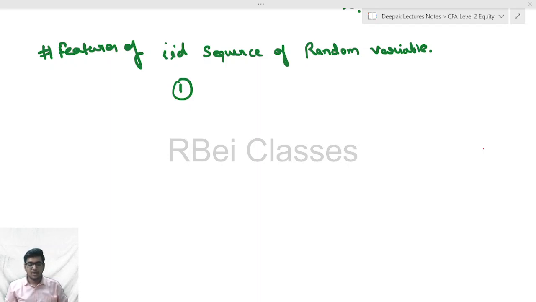Second, variables are all from a single univariate distribution. Third, variables all have the same moments. Fourth, expected value of the sum of n IID random variables. There will be many observations, right? So the expected value of the sum of n IID random variables is equal to n mu. Clear? Because if I am talking about the sum, then it is going to be n mu.